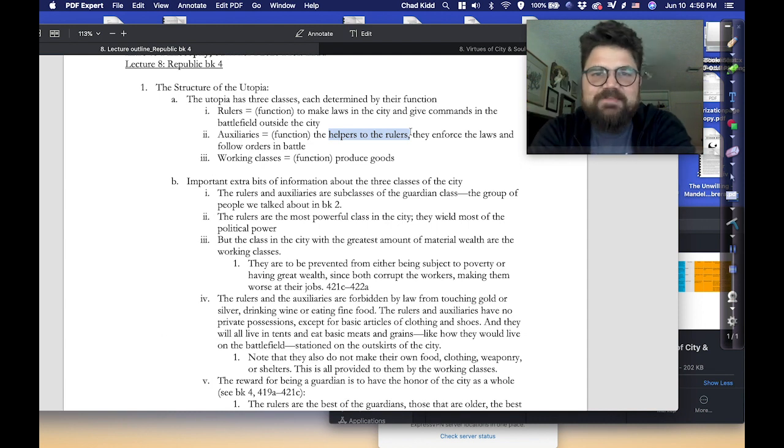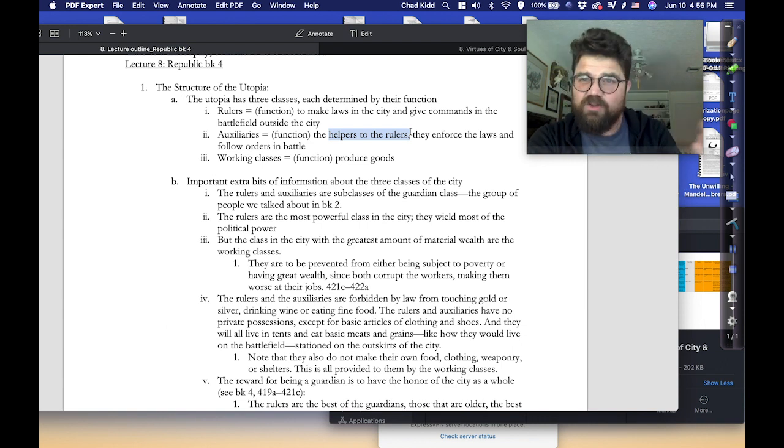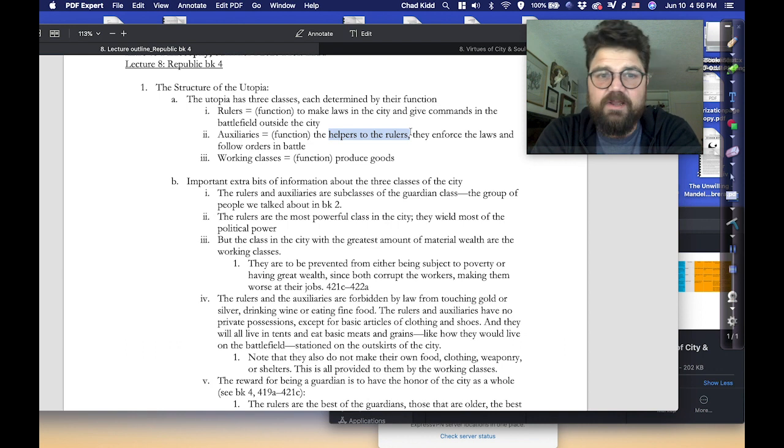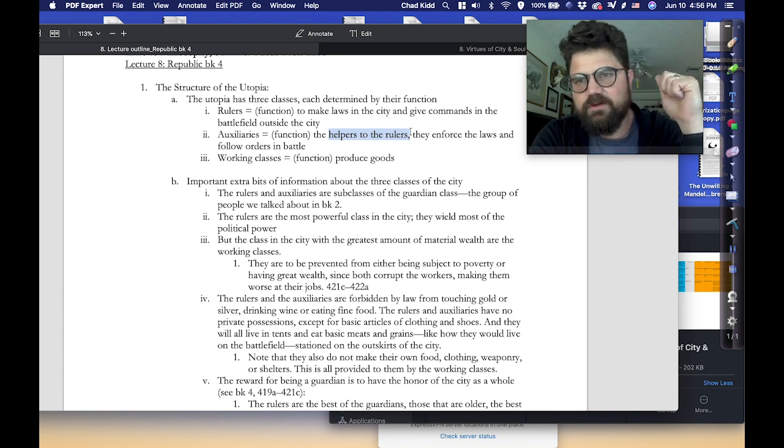Auxiliaries, that's right. So what do the auxiliaries do? They're the helpers to the rulers. They enforce the laws in the city and they follow orders in battle, in the battlefield, right? The working classes, on the other hand, they have a function that is sort of independent of the rulers and the auxiliaries. Their function is to produce goods.